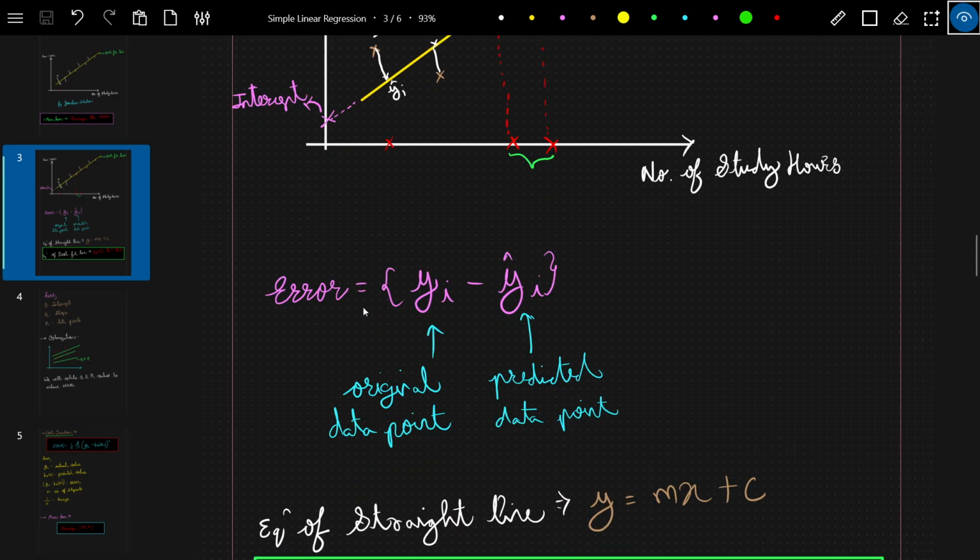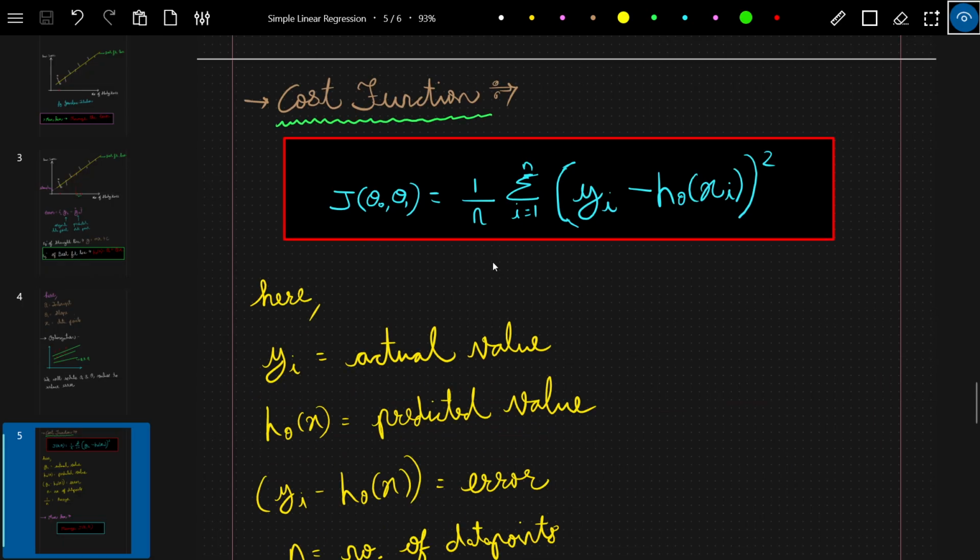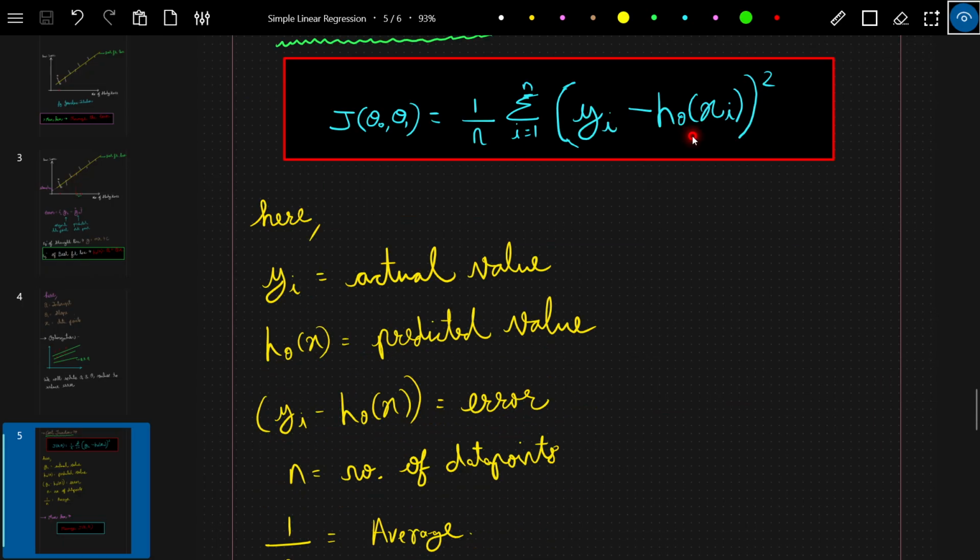And we have already seen in our previous video what error is. Error is y of i minus y of i hat, which means error is our original data point minus predicted data points. So what will this y of i minus h theta of x of i be? It will be simple, right? It will be error. Why? Because y of i is our actual value and h theta of x of i is our predicted value. So actual value minus predicted value is known as error.